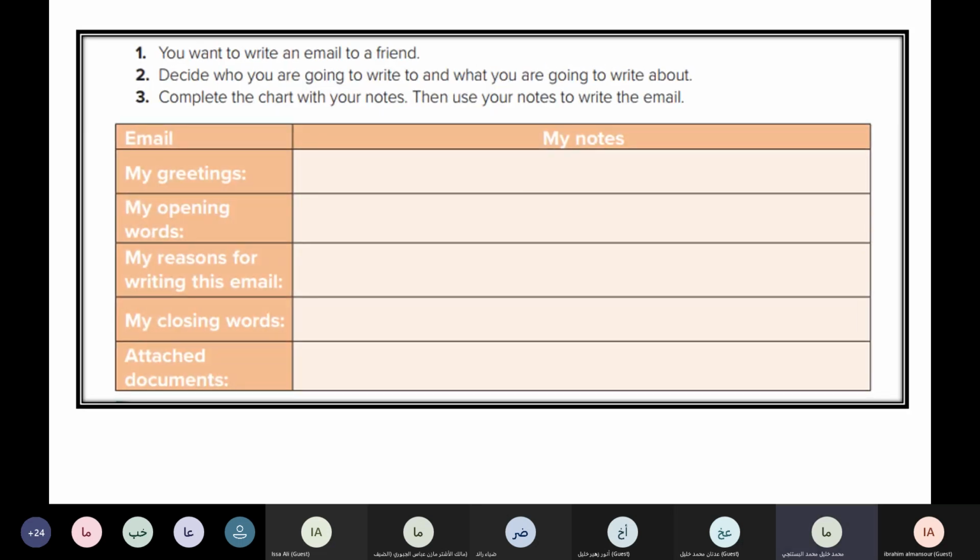Okay, now here we have an example. You want to write an email to a friend. Decide who you are going to write to and what you are going to write about. Then complete the chart with your notes. Then use your notes to write an email. Now here we have examples.